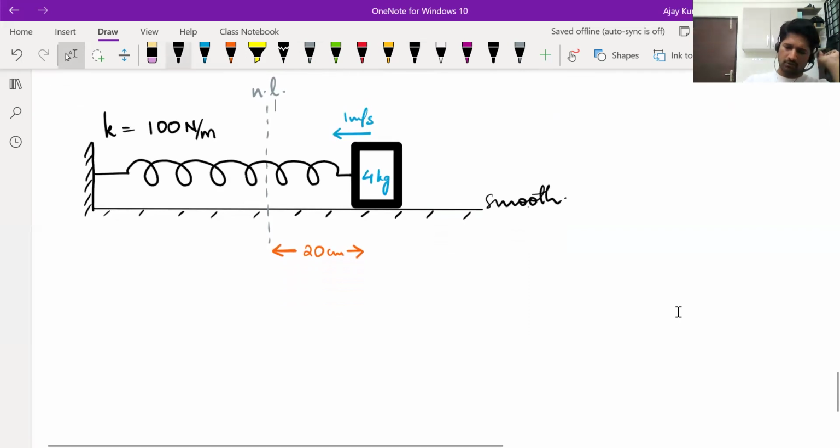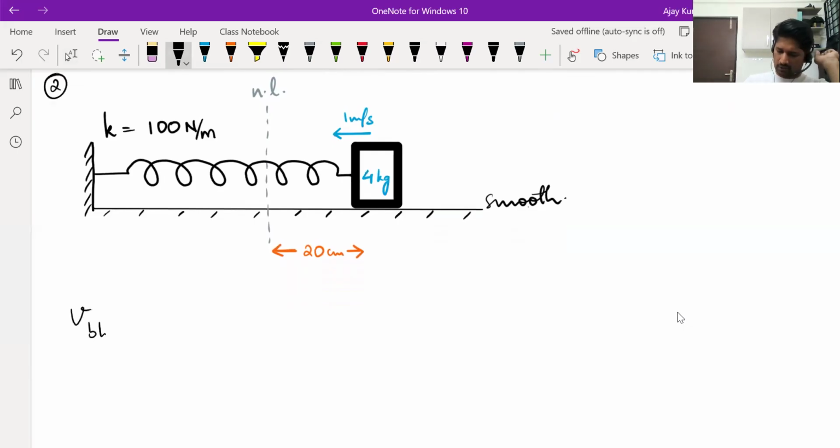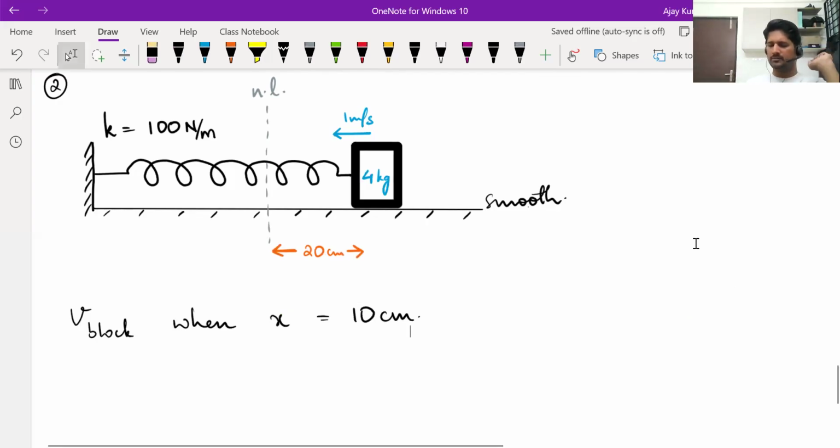Now, this time I want you all to calculate the speed of the block when elongation of the spring becomes 10 centimeters. So not when it comes to the natural length. Before coming to natural length itself, some instant the elongation would be 10 centimeters, right? At that moment, I want you all to find out the speed of the block.